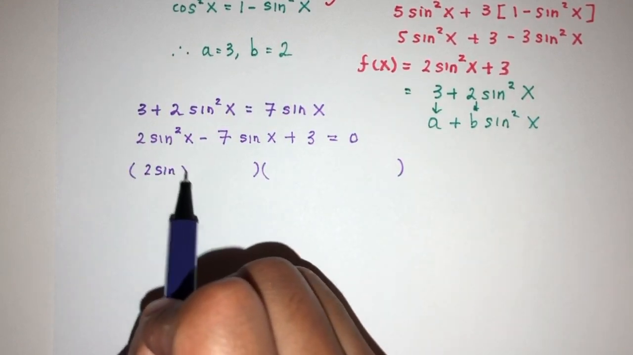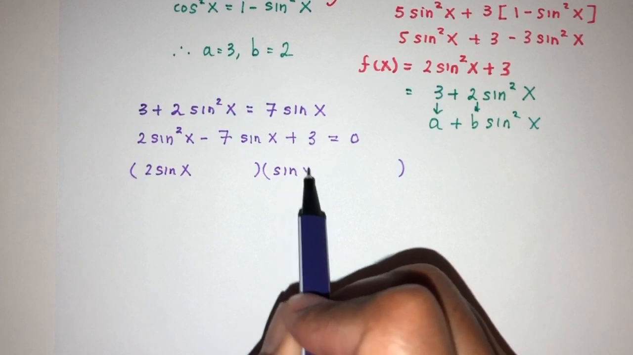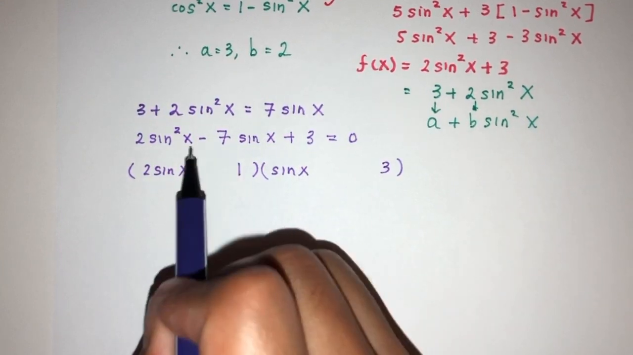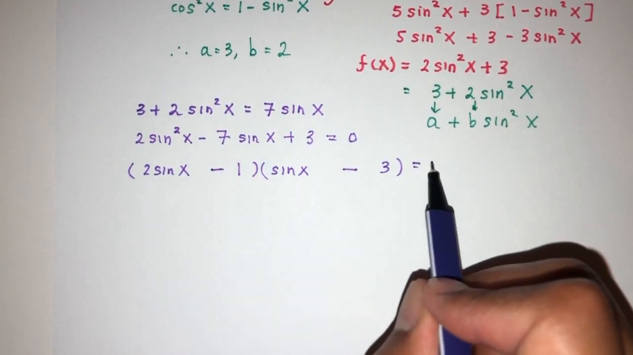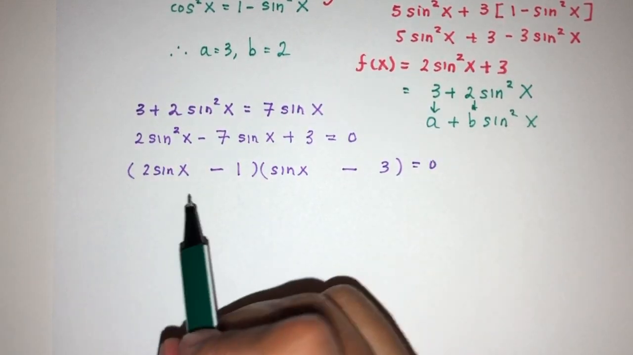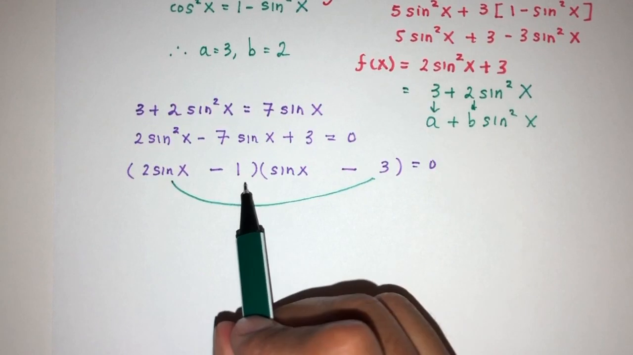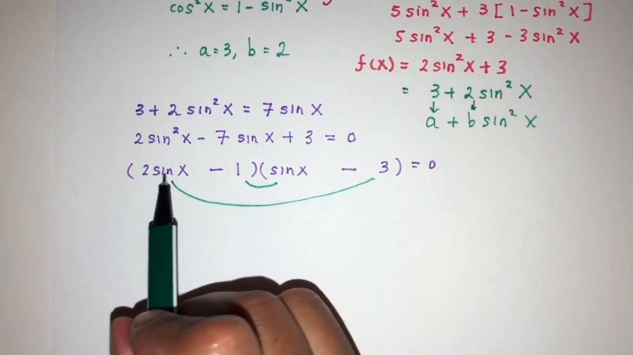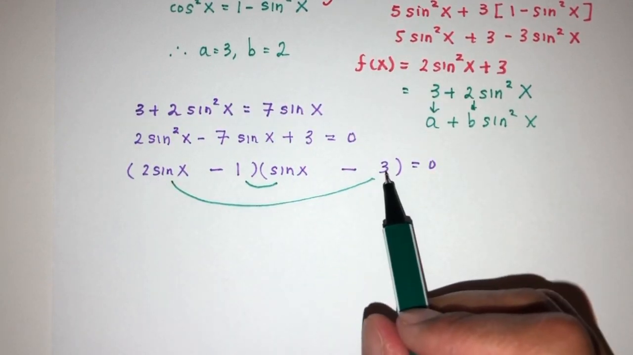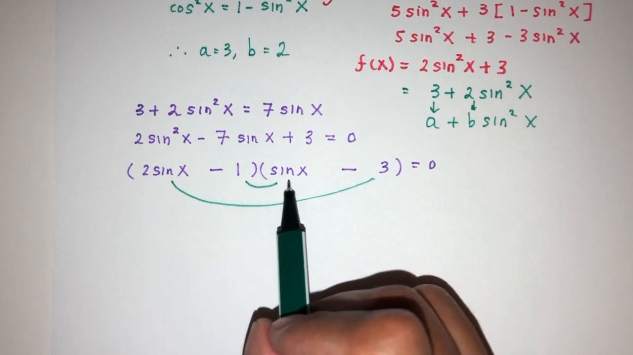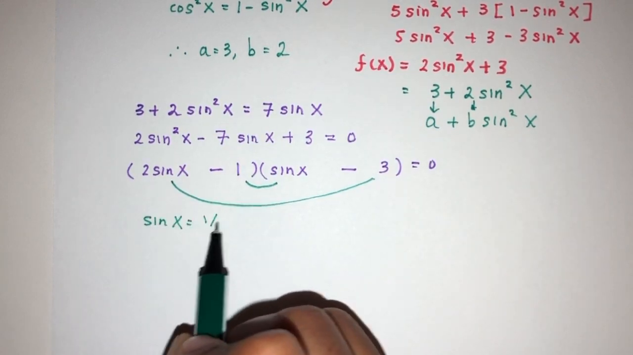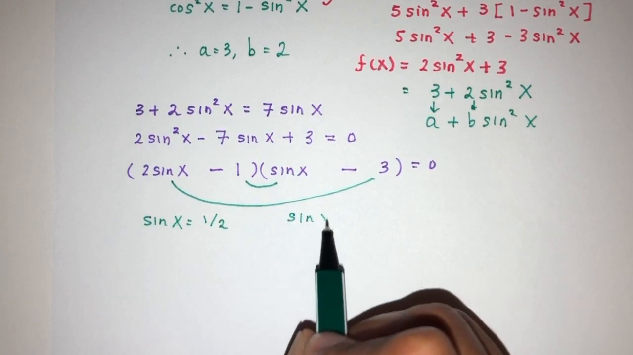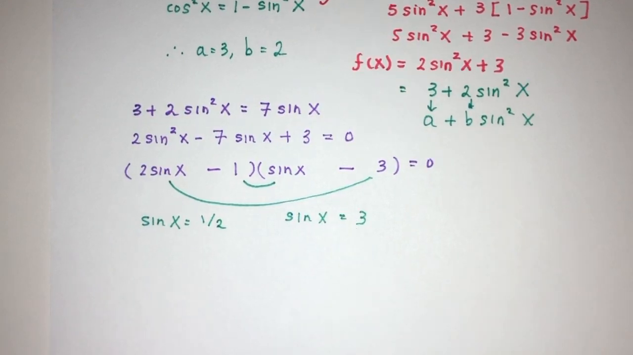Simplify. 2 sin x, this will be sin x as well. Here we have 3 times 1. Now to get minus 7 we have to have minus 6 and minus 1. So we multiply in this direction and then this: 2 sin x times minus 3 should be minus 6, and then minus 1 should be minus 7. So simplify or solve. Sin x will be half and sin x will be the value of 3.